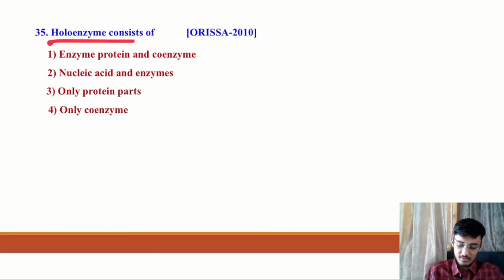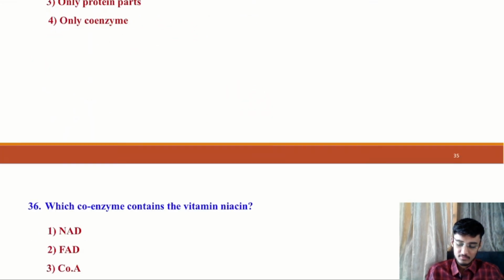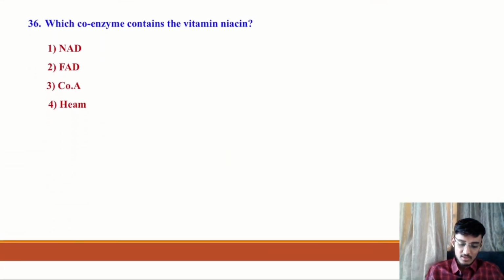Now, holoenzyme consists of what? Holoenzyme consists of protein and coenzyme. How to make a holoenzyme? Apoenzyme plus coenzyme is equal to holoenzyme. That's why enzyme: protein and coenzyme. Question number 36. Which coenzyme contains the vitamin niacin? Niacin contains nicotinamide adenine dinucleotide. So your answer is 1.